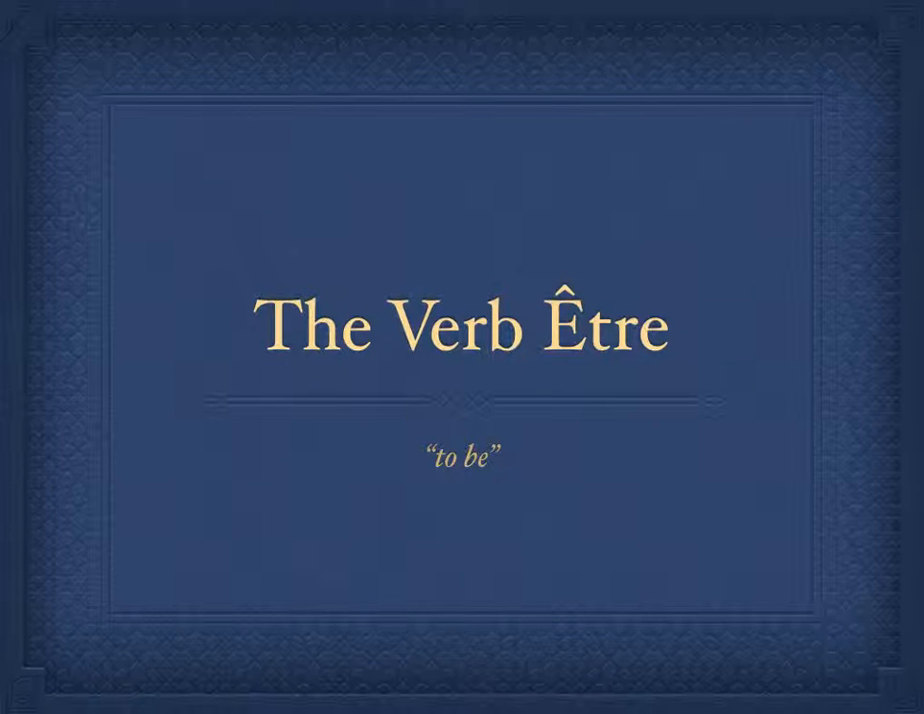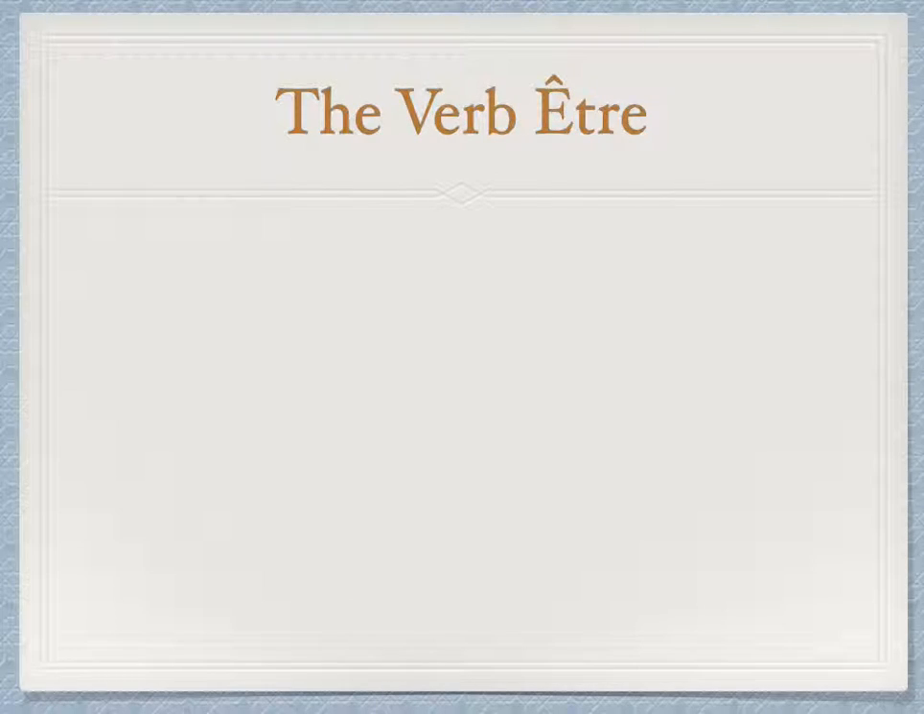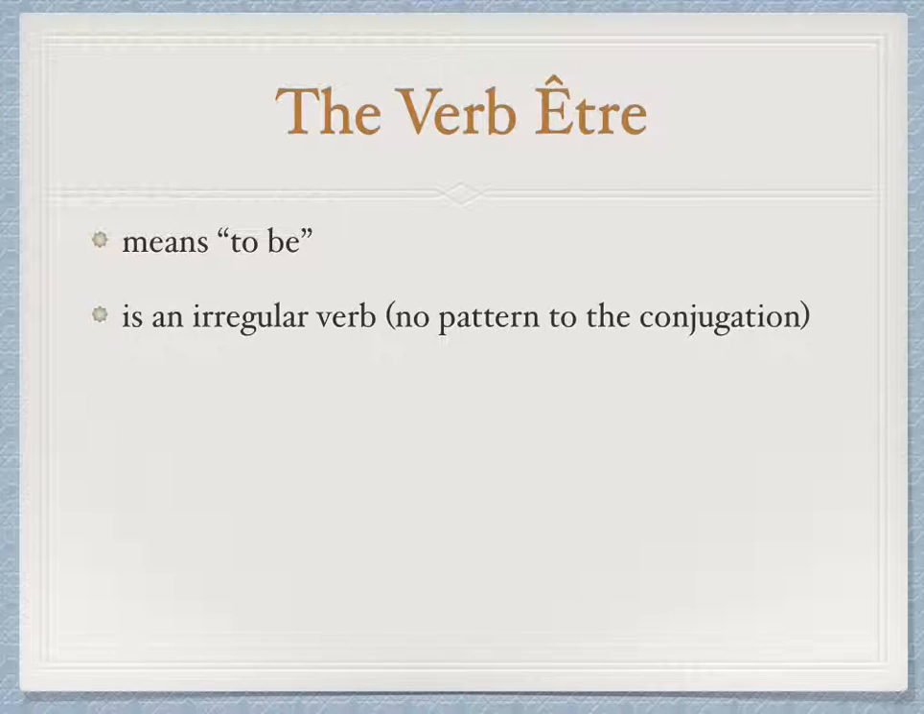Alright, today we're going to look at our next verb, the verb être. So the verb être translates to be. So this is our verb for sentences like I am, you are, or he is. It is an irregular verb, so there's no pattern to the conjugation. Just like when we looked at avoir, you're going to have to memorize every single one of these conjugations separately.